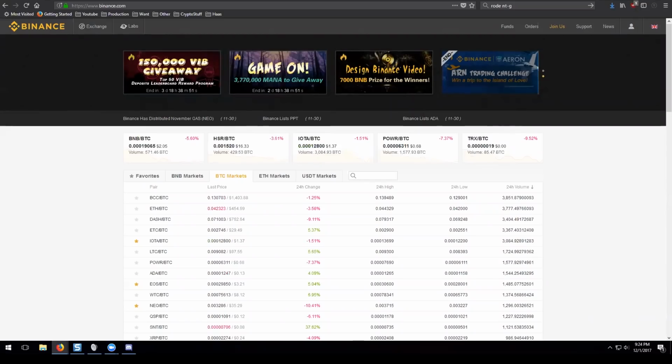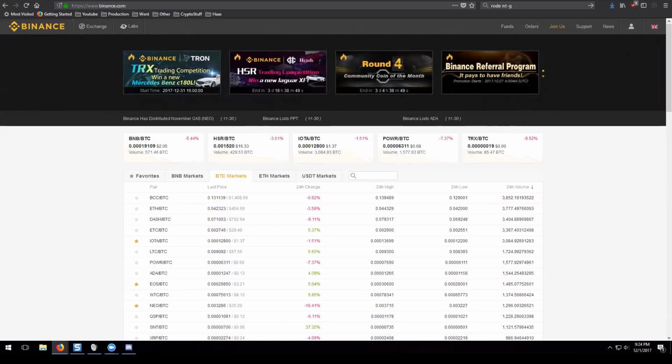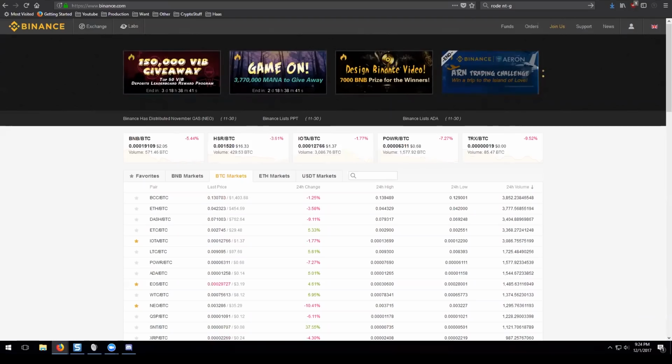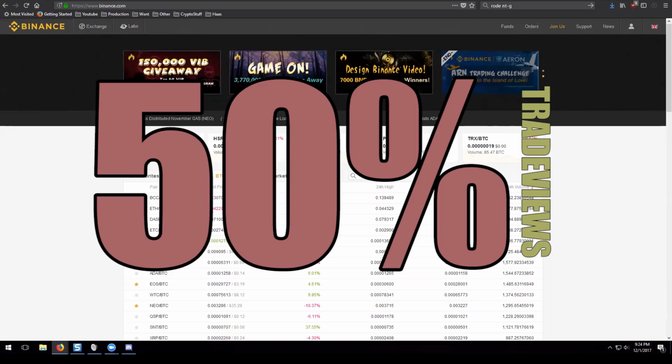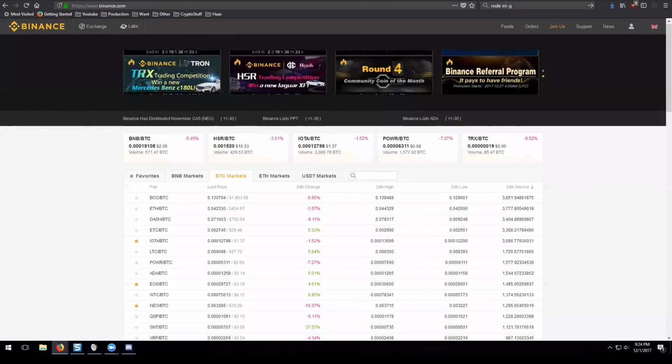So once you've created your account, if you haven't already heard, please join through someone's affiliate link, whether my own or someone else's. The way Binance's affiliate links work is 50% of trade fees go to the person who you signed up under. Keep the money in the community, everything goes well.